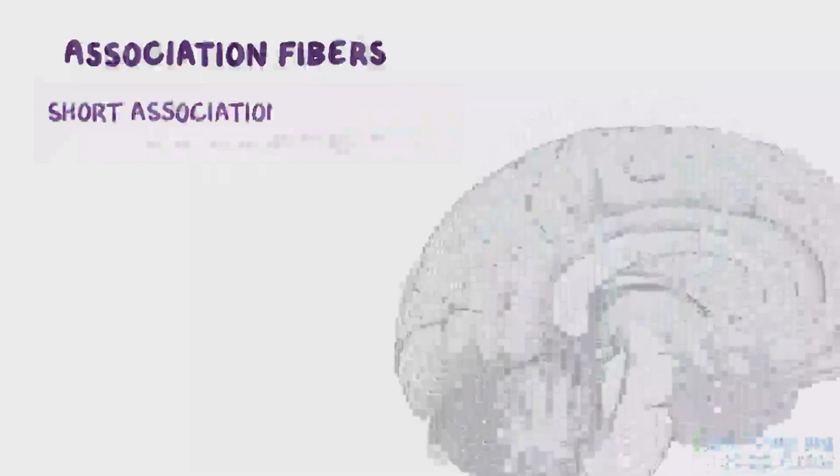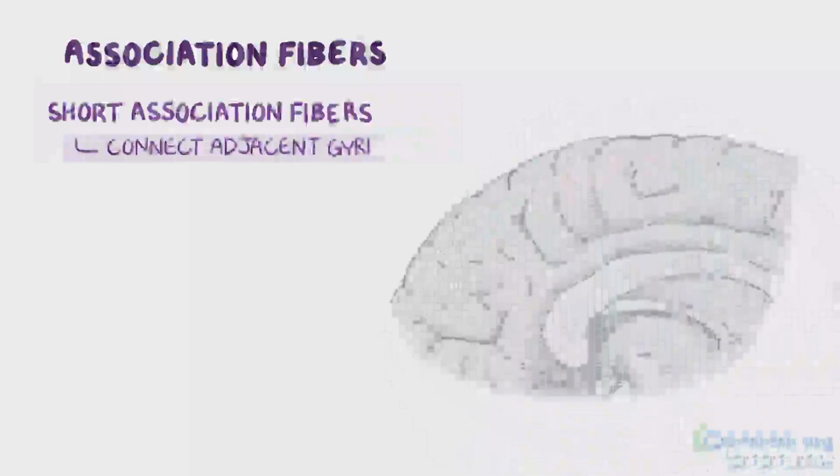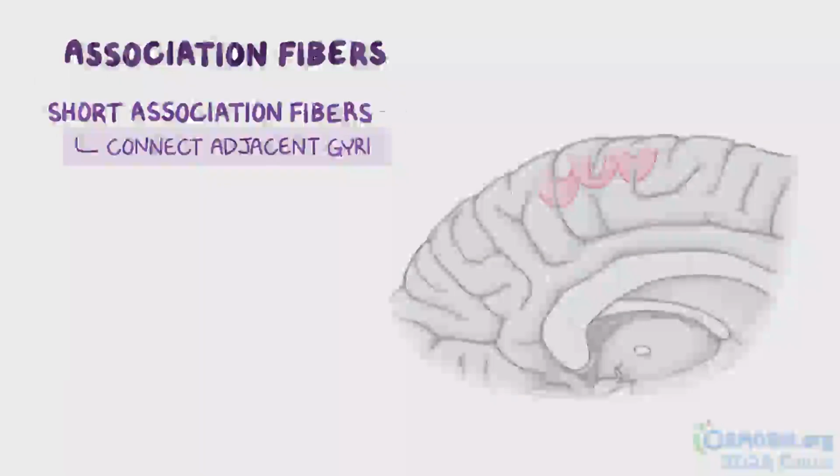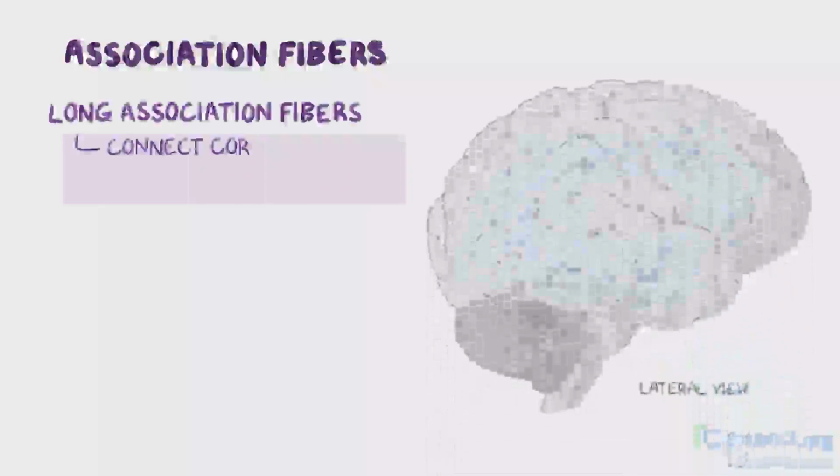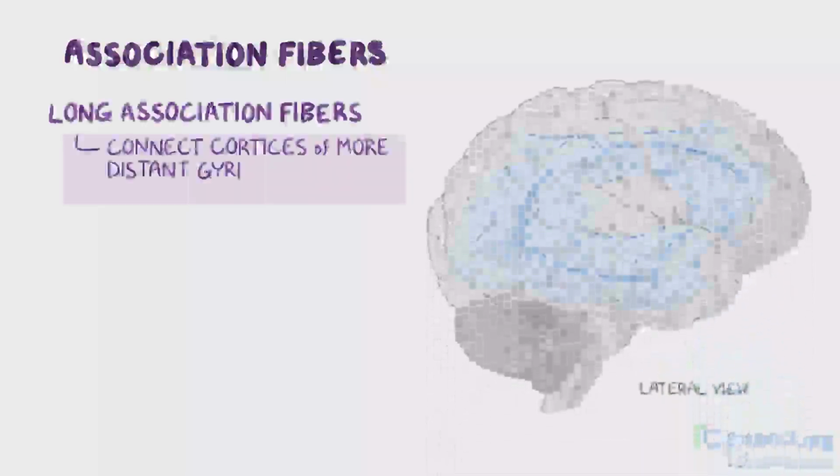The short association fibers connect adjacent gyri of the cerebral cortex. They are also known as arcuate fibers, or U fibers, as they resemble a U shape while arching beneath the sulci separating the gyri. On the other hand, the long association fibers connect the cortices of more distant gyri and are grouped into fascicles, or bundles.